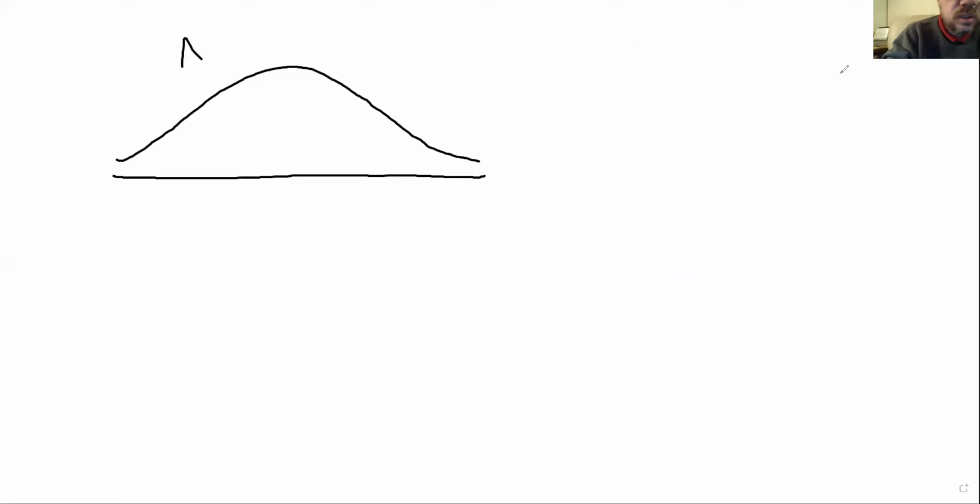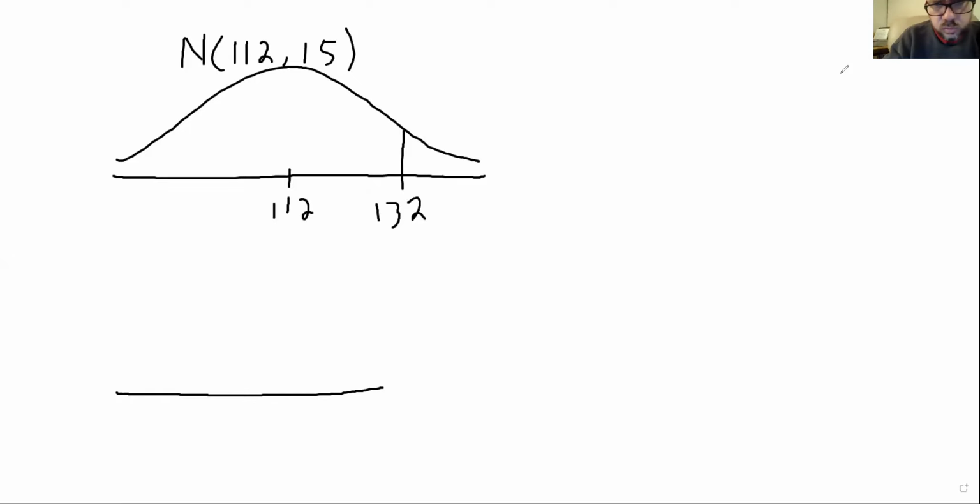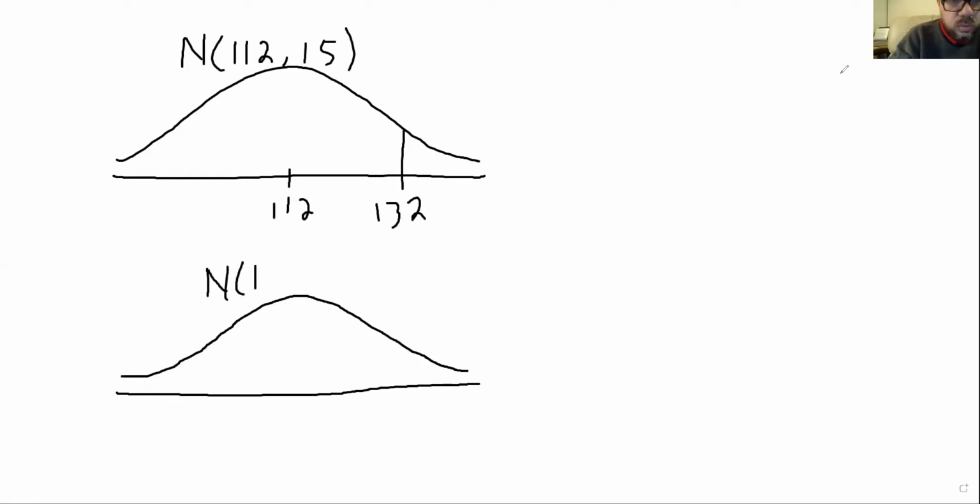This is N 112.15. There's 112, and Sophie weighed 132 tons. And then adult male humans was 190, something that I forgot. So this is N 190. Pardon me, I'm going to flip back.